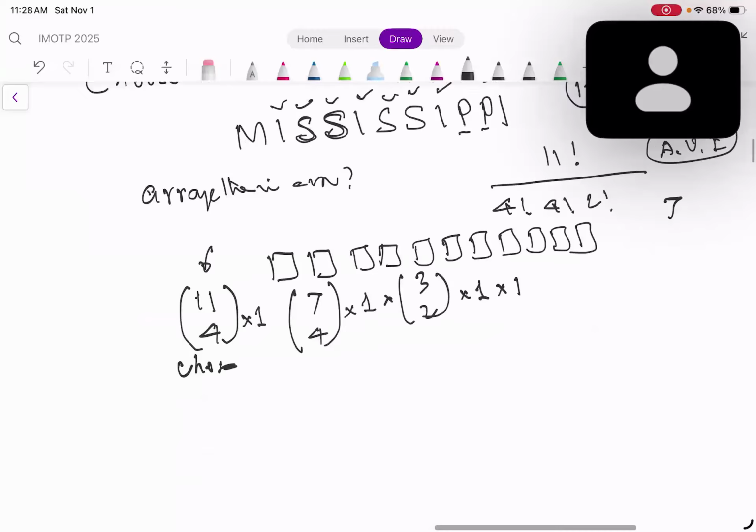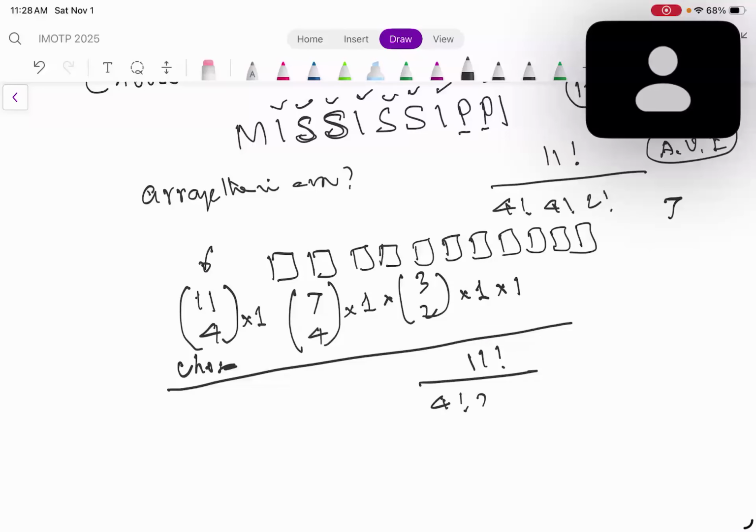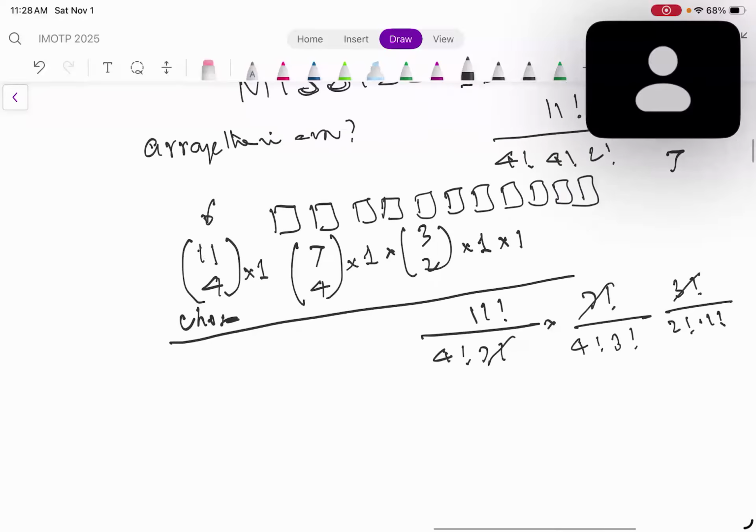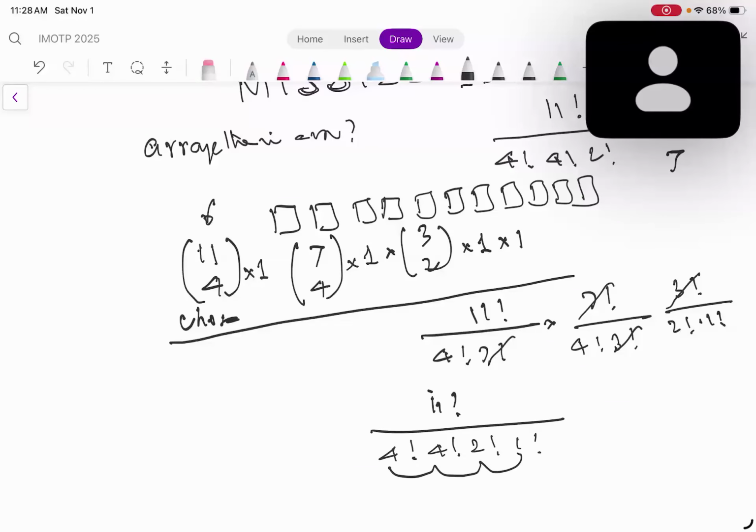So this is the number of ways of arranging these letters. That is 11 factorial by 4 factorial into 7 factorial, times 7 factorial by 4 factorial into 3 factorial, times 3 factorial by 2 factorial into 1 factorial. So this 7 factorial will go away, this 3 factorial will go away. Therefore, it is 11 factorial by 4 factorial, 4 factorial, 2 factorial, 1 factorial. 1 factorial is 1. That is correct. So this is 4 plus 4 plus 2 plus 1, which is 11.